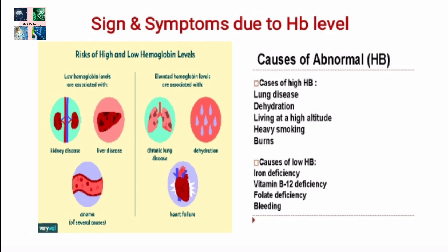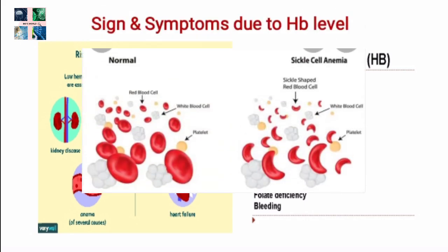Next, conditions in which hemoglobin has an abnormal structure include sickle cell anemia or thalassemia. Sickle cell anemia is an inherited condition in which abnormal hemoglobin results in RBCs shaped like sickles. They can get stuck in blood vessels which results in pain, blood clots and increased stroke risk.